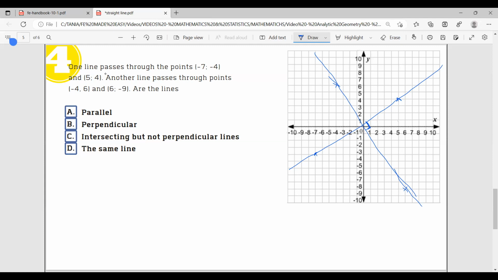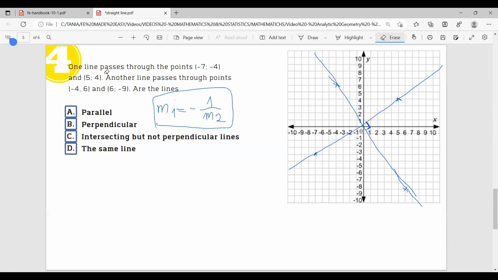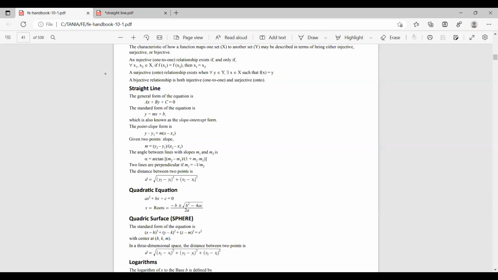Let's see, how can we prove this by using the straight line formulas? So we know when two lines are perpendicular, m1 equals the negative inverse of m2, and this is given in the FE handbook. If you don't have time on the exam and you have to do this quickly, you can exclude the fact that these two lines are parallel based on our visual analysis here, and it's not the same line. So the only thing left is B and C. Okay, so let's go back here to the FE handbook and see what we can do.